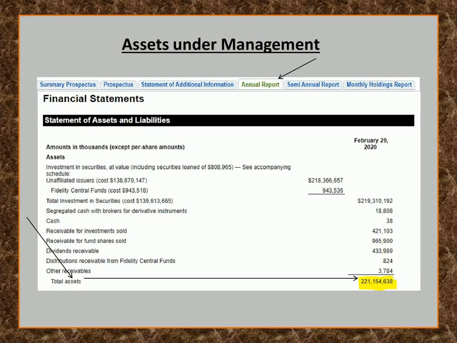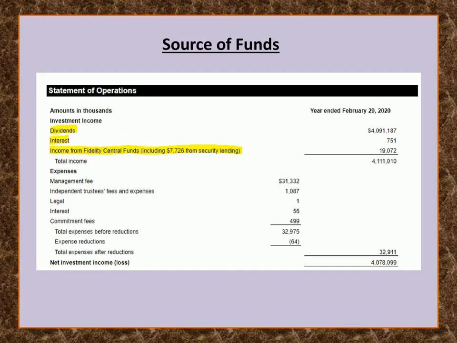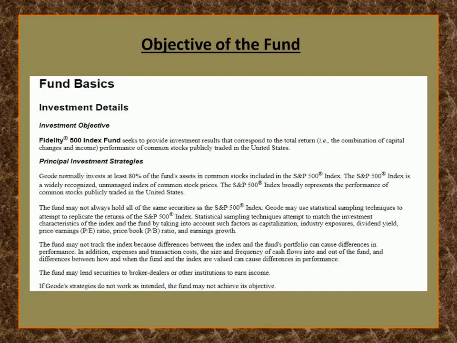Generally, mutual funds will not have details of assets but assets under management. Here our mutual fund's financial statements are available in the annual report. The total assets held by our fund is available in the statement of assets and liabilities. From the statement of operations, we understand that the source of wealth of our fund is through dividends, interest, and income from security lending and Fidelity Central funds. Going ahead, investment objectives of the fund are available in the prospectus of the fund.